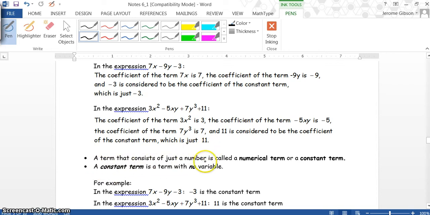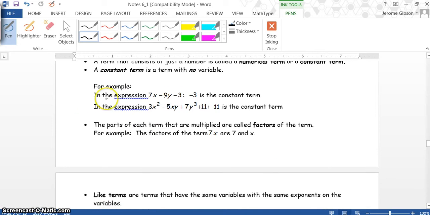A term that consists of just a number is called a numerical term or a constant term. A constant term is a term with no variable. For example, in the expression 7x minus 9y minus 3, negative 3 is the constant term. It has no variable. In the expression 3x squared minus 5xy plus 7y cubed plus 11, 11 is the constant term because it has no variable. The parts of each term that are multiplied are called factors of the term. For example, the factors of the term 7x are 7 and x.